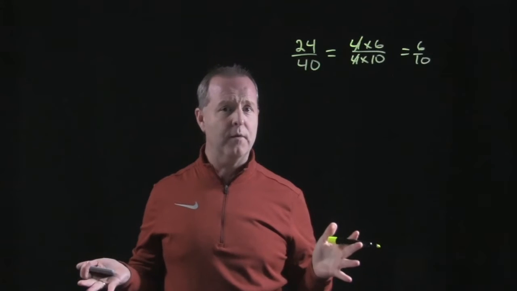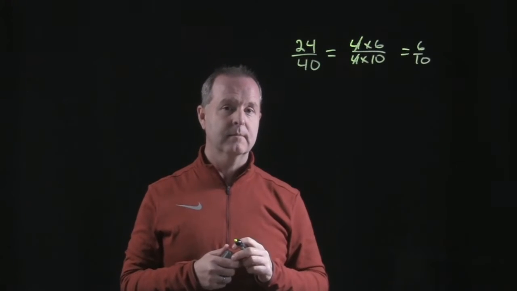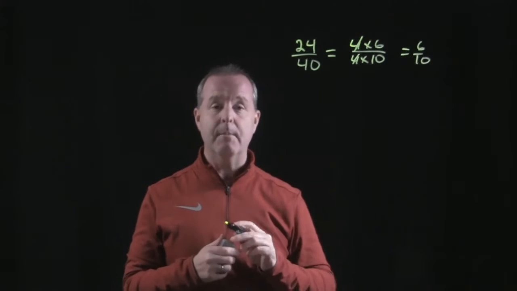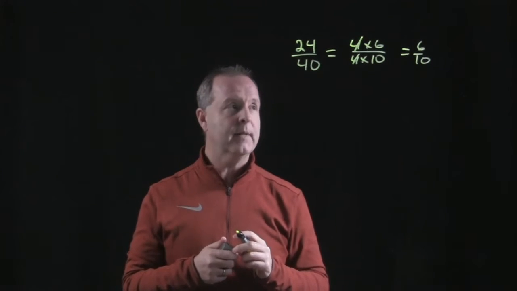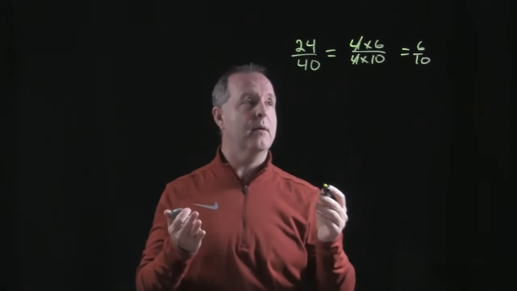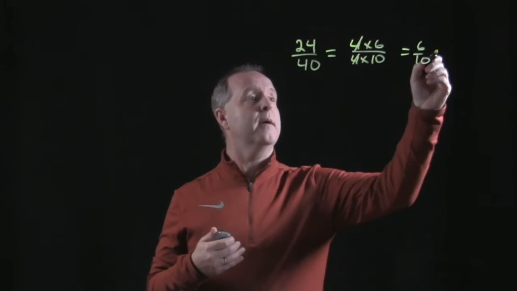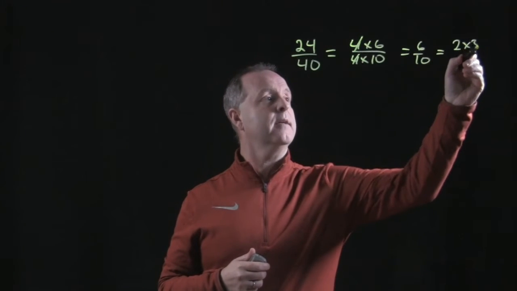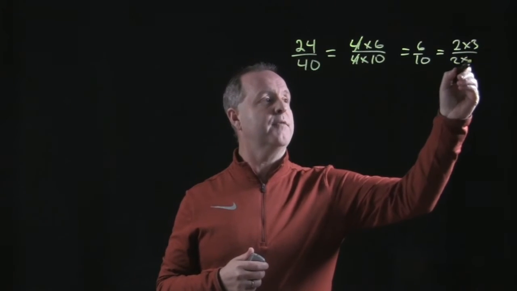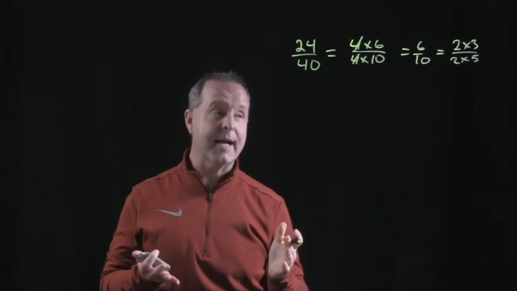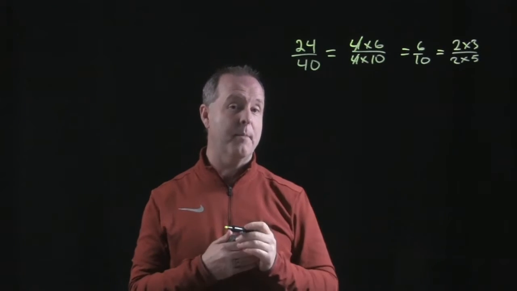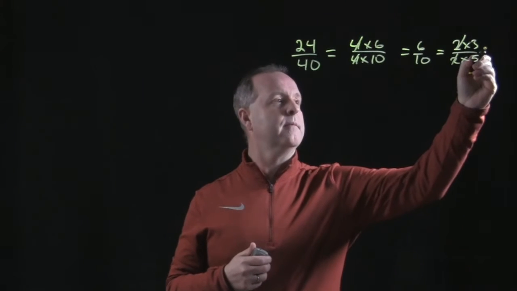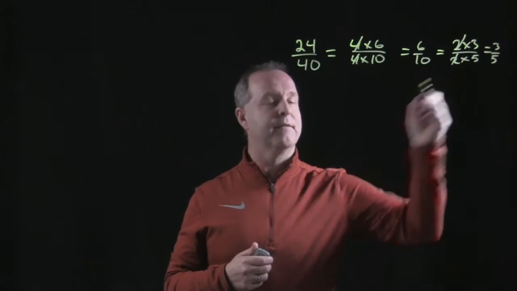But is it simplified all the way? Can I keep going? You can answer that question by looking at it and figuring out, is there a number that goes into both 6 and 10? And there is. I think 2 is a factor of both of them. So I can rewrite it as 2 times 3 and 2 times 5. Likewise, I see a number in the numerator and the denominator that's the same. So I can factor those out, and I'm left with 3 over 5.